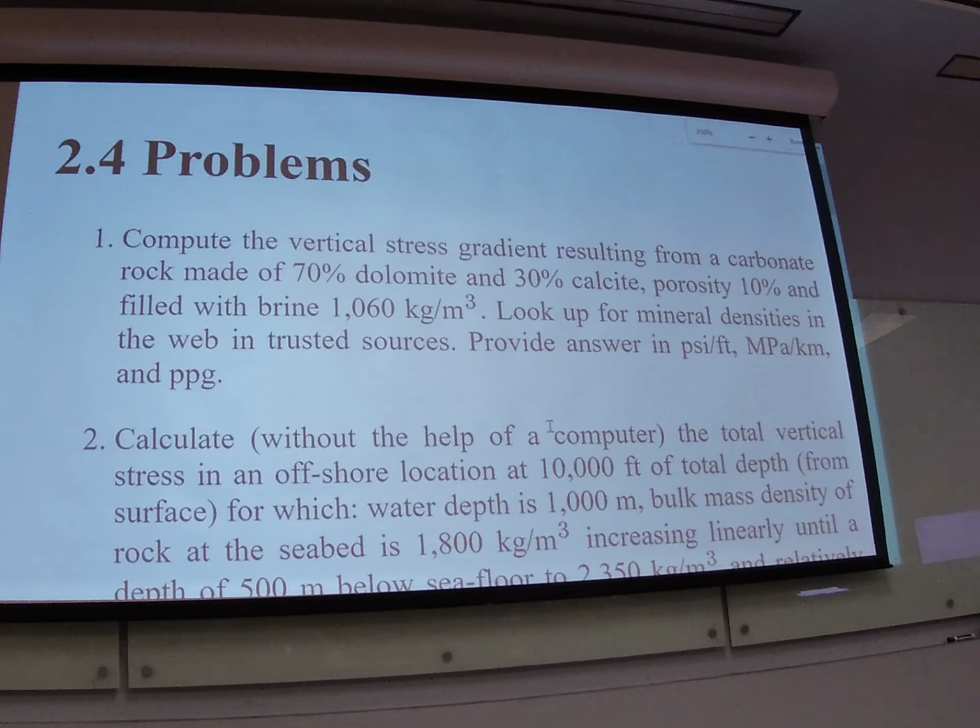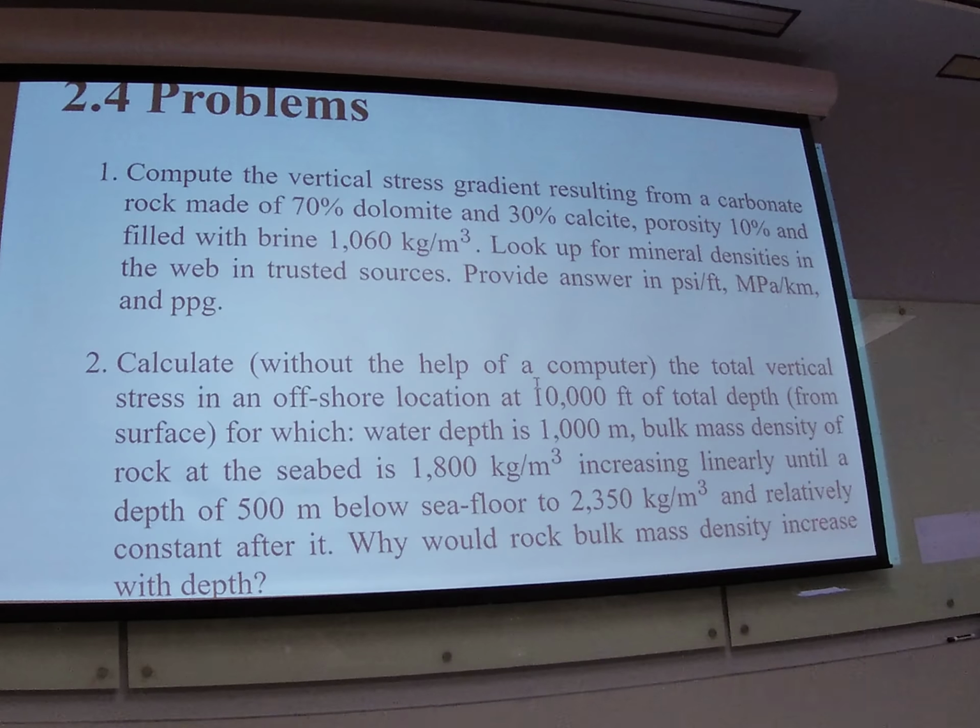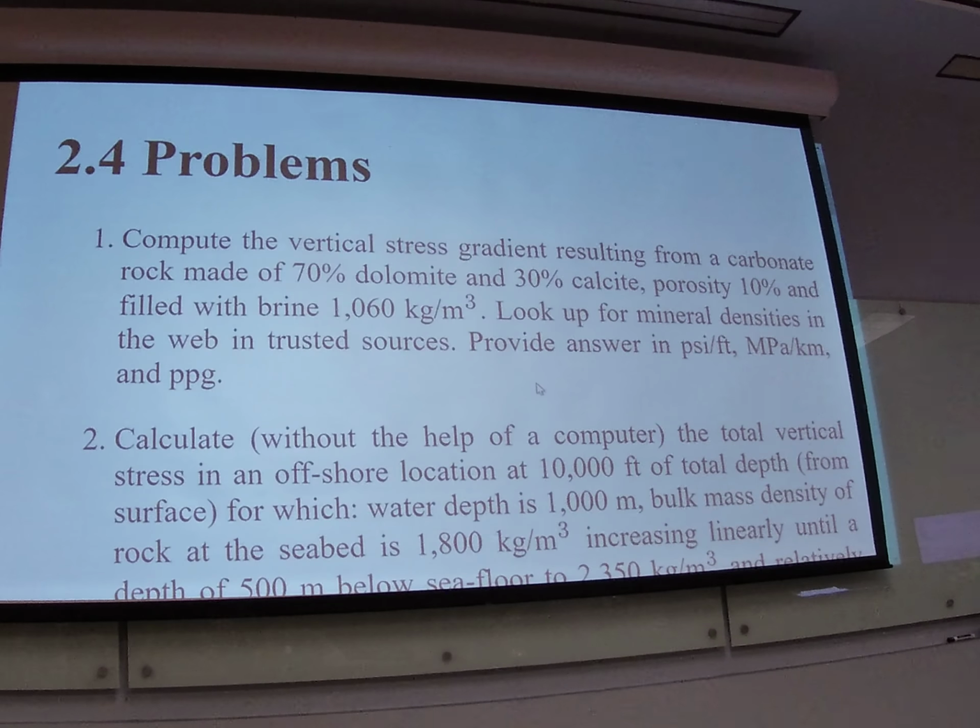Wait a minute, I thought I had provided a link for the density. So you may start writing down that 70% dolomite, 30% calcite, 10% porosity with this brine, okay? I'll give you 2 minutes, and then I'll put that link that you can go on your phone, and then you will find these values for the density. If you have any questions, again, just let me know. Mohammed is here to help you.